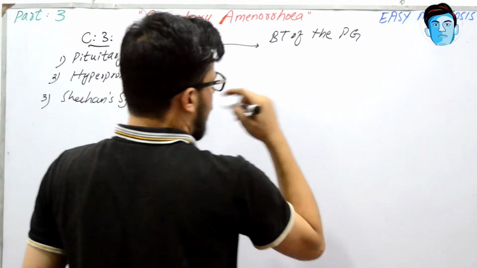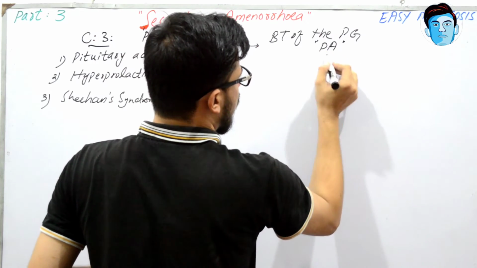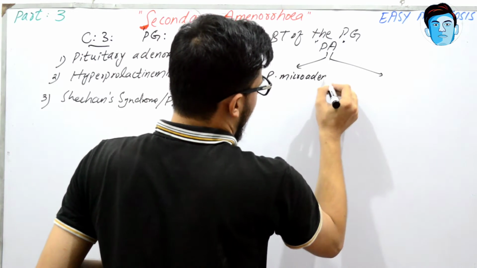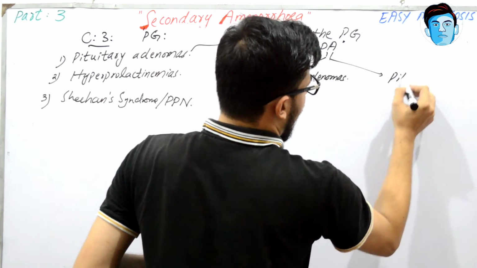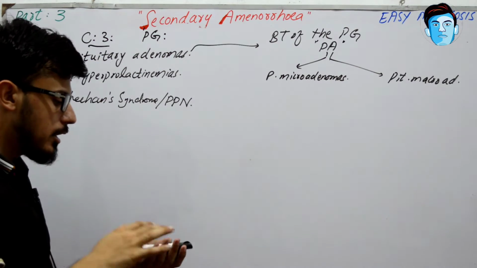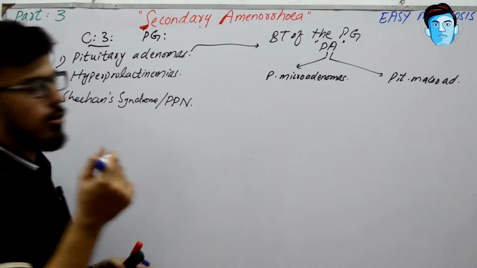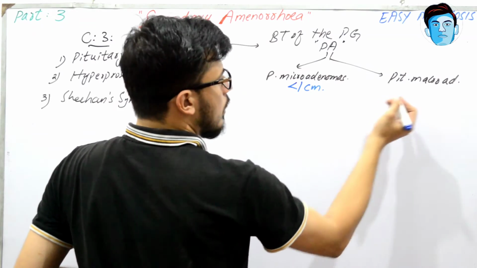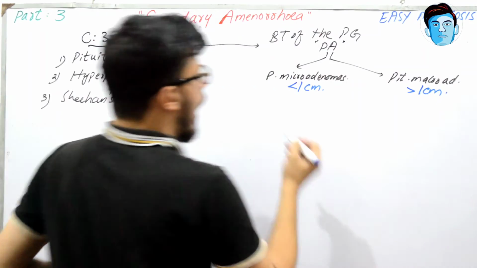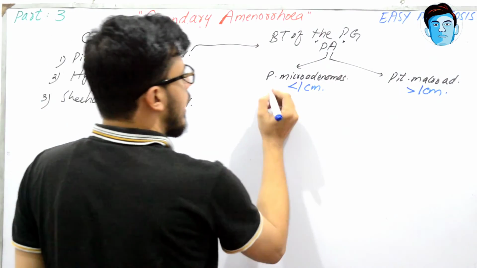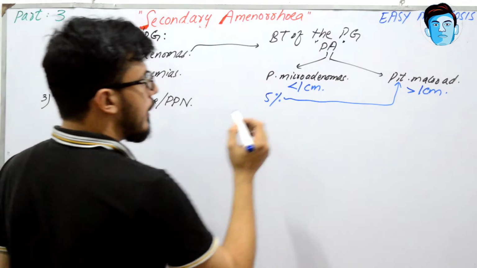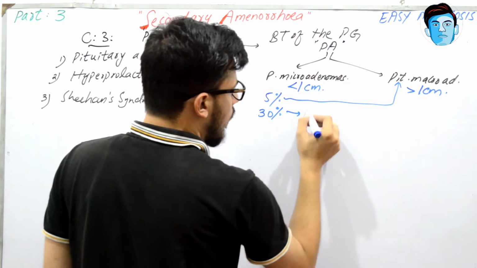So the pituitary adenomas are classified into two groups: the pituitary microadenomas and the pituitary macroadenomas. Pituitary microadenomas are tumors having a size of less than 1 centimeter, while in pituitary macroadenoma the tumor has a size of more than 1 centimeter. And these pituitary microadenomas have a 5% potential to proceed toward pituitary macroadenomas, and a 30% potential to resolve spontaneously.